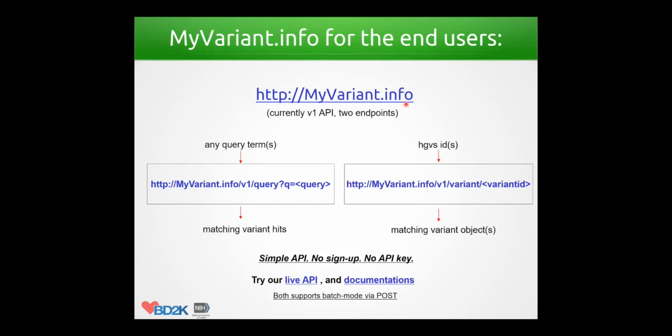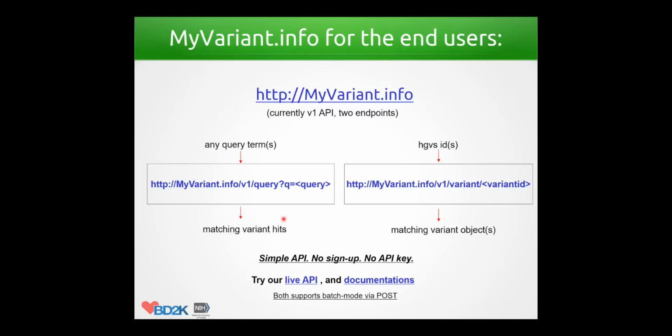For example, for MyVariant.info, you can do a variant query using any query term, and we use Elasticsearch to index every attribute in the merged JSON object. So you can do a query like: give me all the variants that COSMIC says are associated with breast cancer, and maybe ClinVar says have some clinical significance associated with the variant.